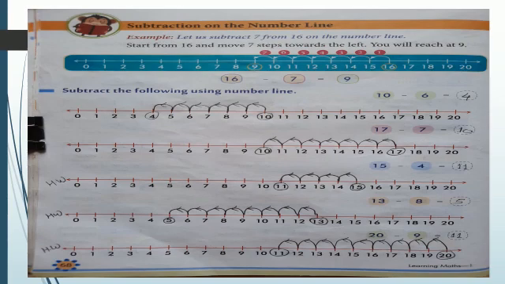So we are going to take the backward jump from 10. 6 backward jumps from 10 on the left side. We reach the number 4. So the answer is 4. Circle it and write down the answer in the box. 10 minus 6 is equal to 4. Okay, understood this concept again? Very good.